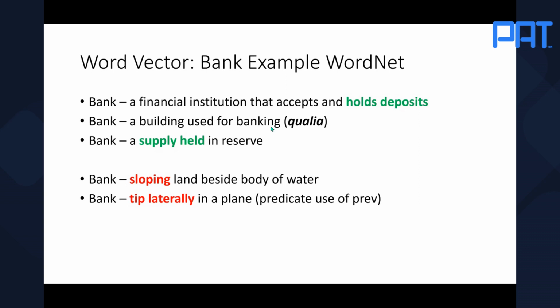There's a whole bunch of properties that these have, and we look at it in the same way that predicates determine arguments, so the arguments can therefore have access to the types of predicates that they connect to. And also bank is a supply held in reserve. So it's looking like there's a consistent definition underneath all of this. Also, it's sloping land beside a body of water and tipping laterally of a plane. So there's a couple of definitions there, and our approach would be to try and simplify it as much as possible, but not make it too simple so we lose the meaning.